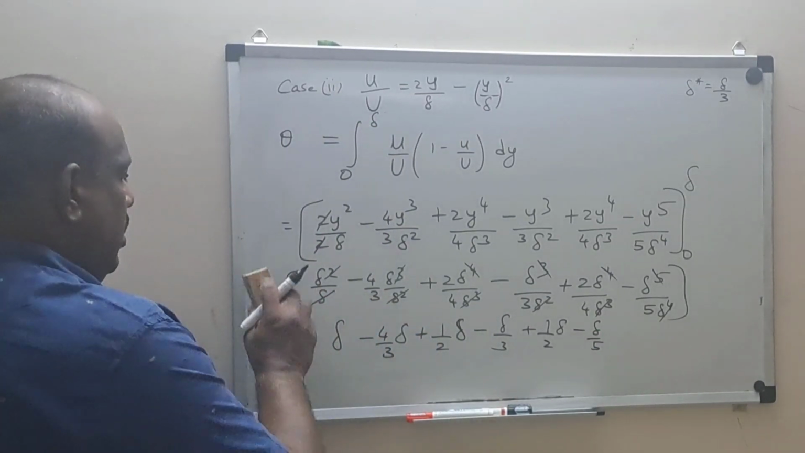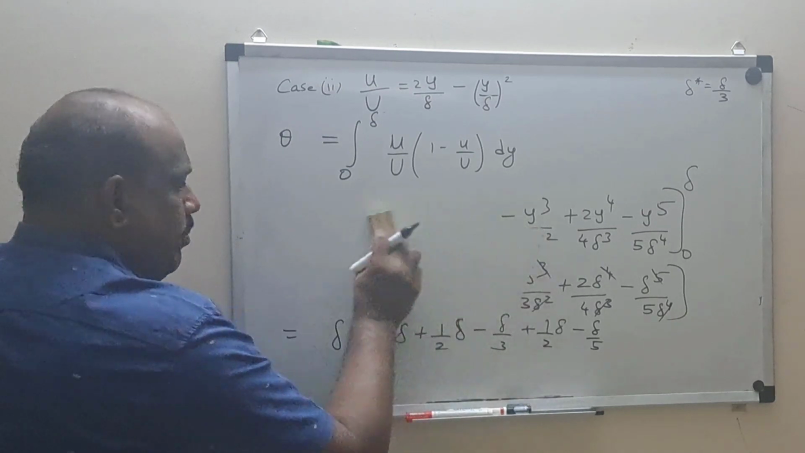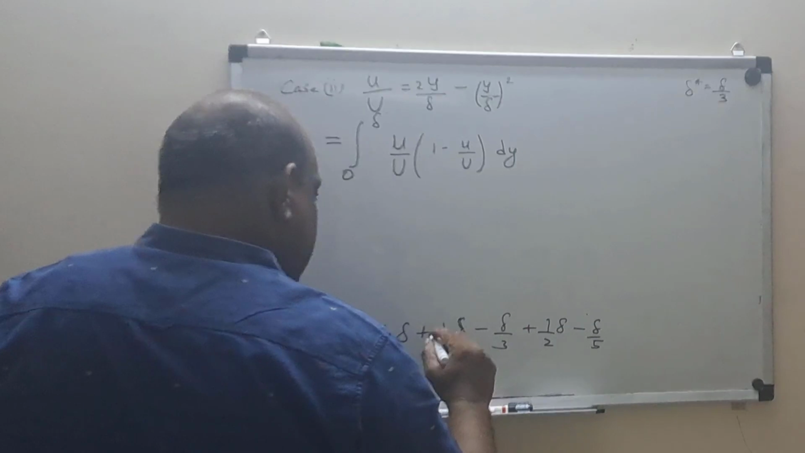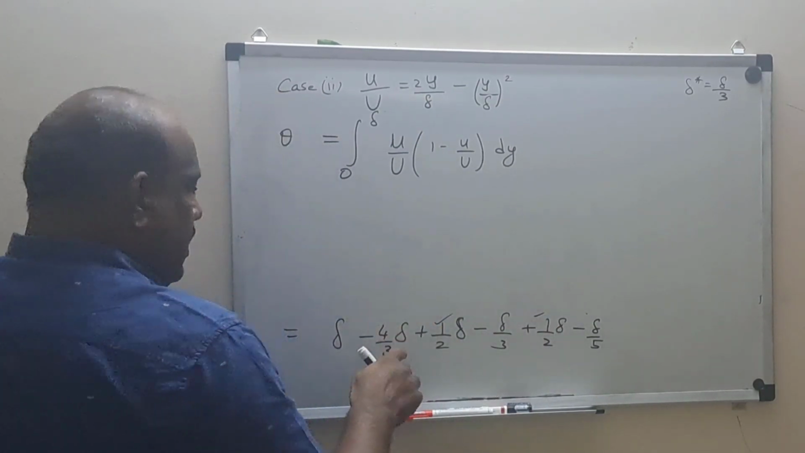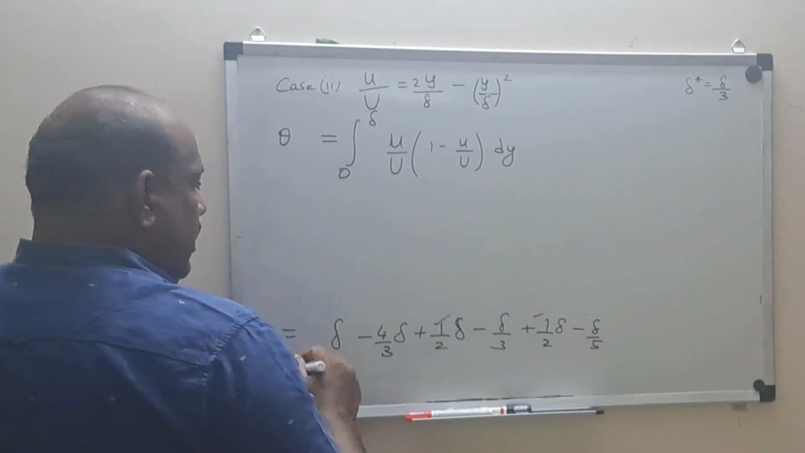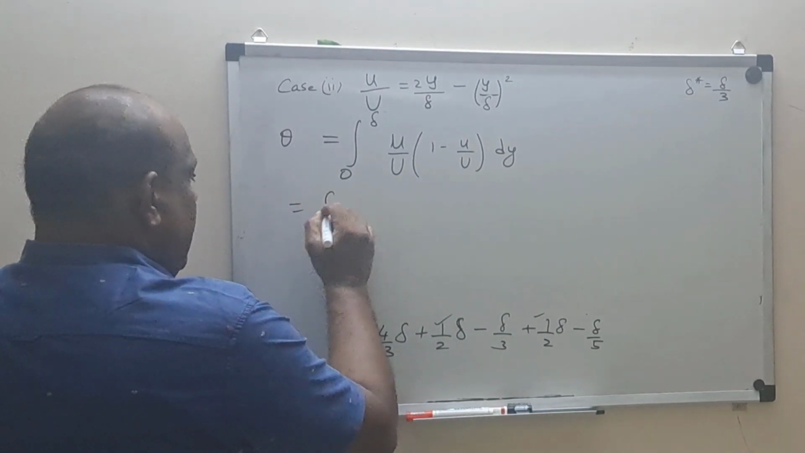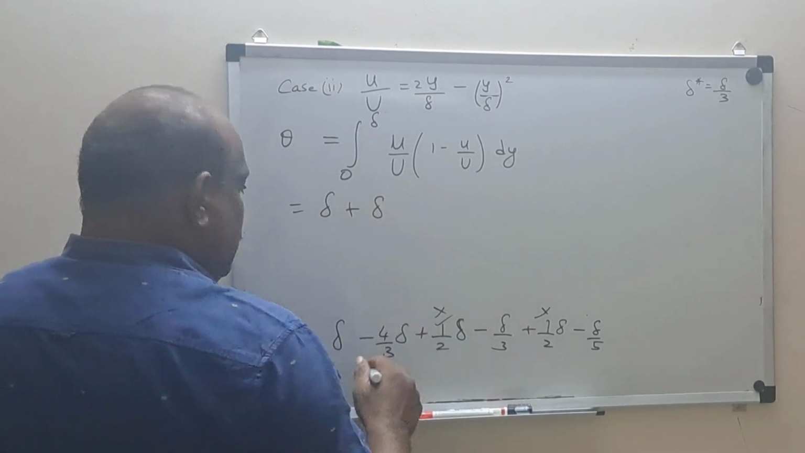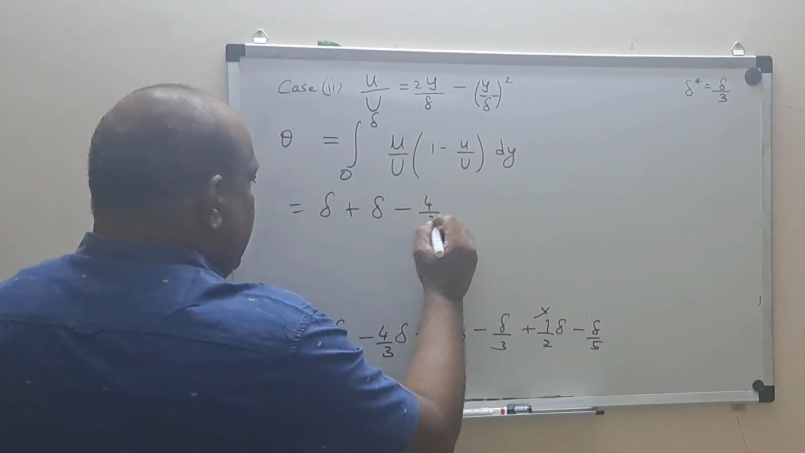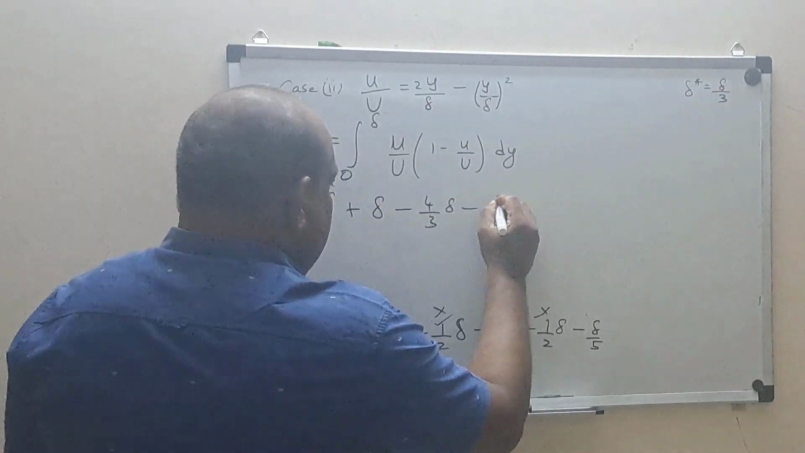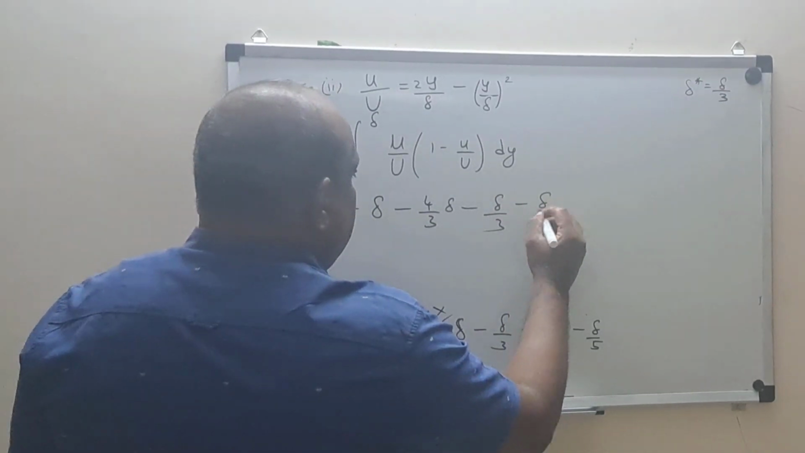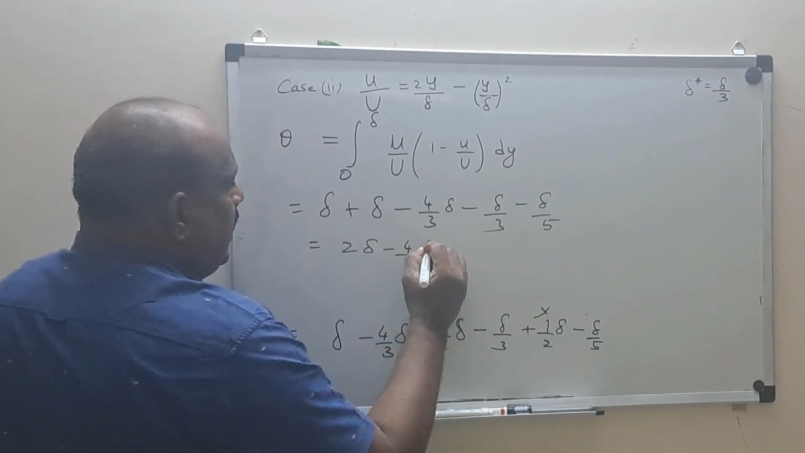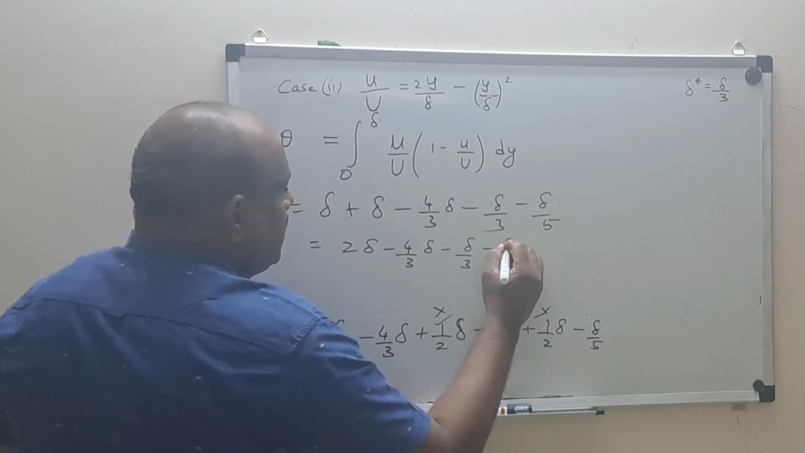Okay, so I will erase this central part. Now we can make these two terms a single term, because this half and this other half will become 1. I am adding these two terms: half delta plus half delta will become 1 delta. The remaining terms I'll write: minus 4 by 3 delta minus delta by 3 minus delta by 5. So it becomes 2 delta minus 4 by 3 delta minus delta by 3 minus delta by 5.